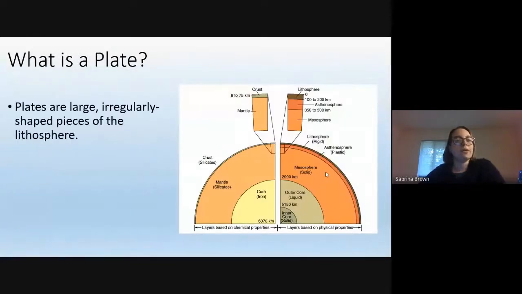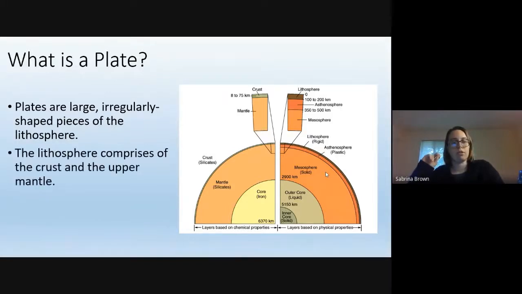Okay, so what is a plate? A plate is a large, irregularly shaped piece of the lithosphere. Remember, lithosphere is that rigid outer layer of the Earth. And the lithosphere is the crust and the upper part of the mantle.